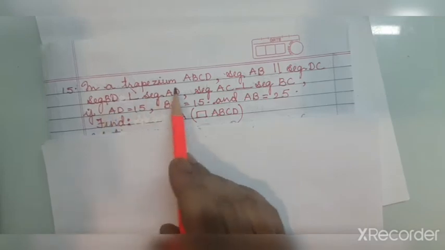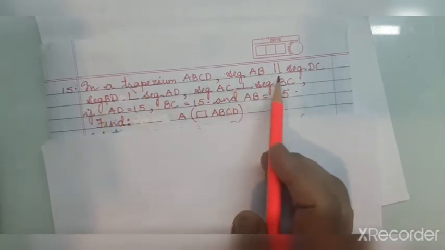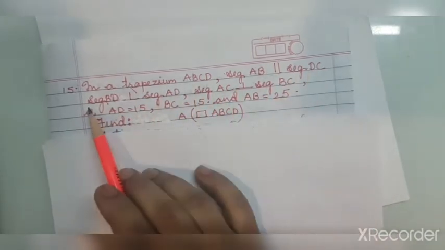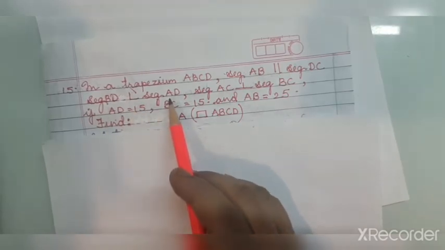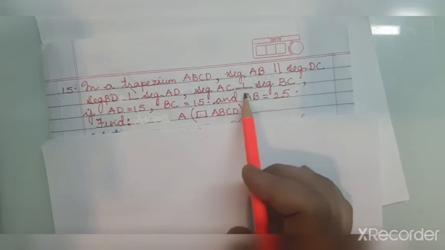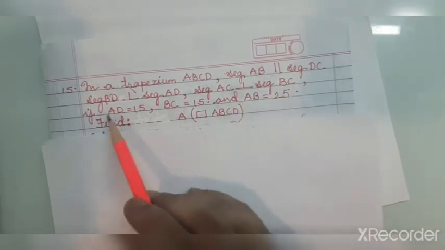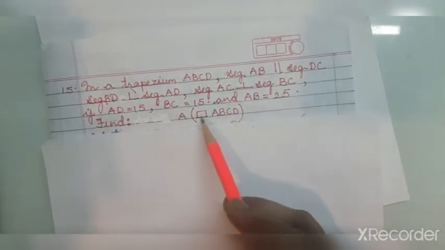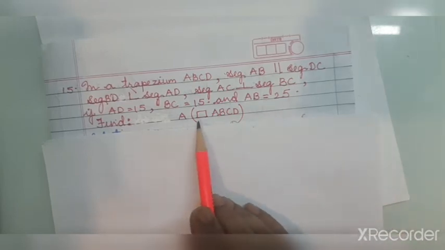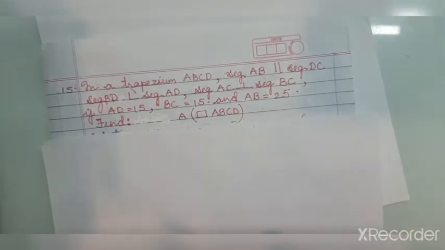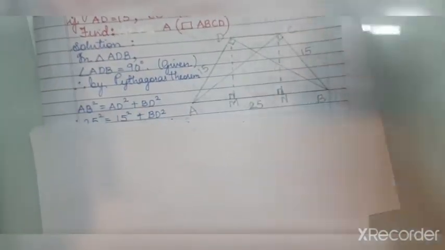Sum. In a trapezium ABCD, segment AB is parallel to segment DC, segment BD is perpendicular to segment AD, segment AC is perpendicular to segment BC. If AD is 15, BC is 15 and AB is 25, find the area of quadrilateral ABCD. Now in this case the figure is given, we just have a look at the figure.